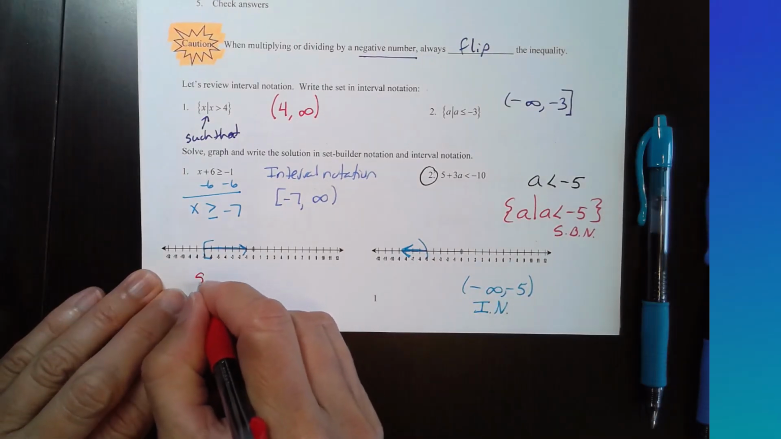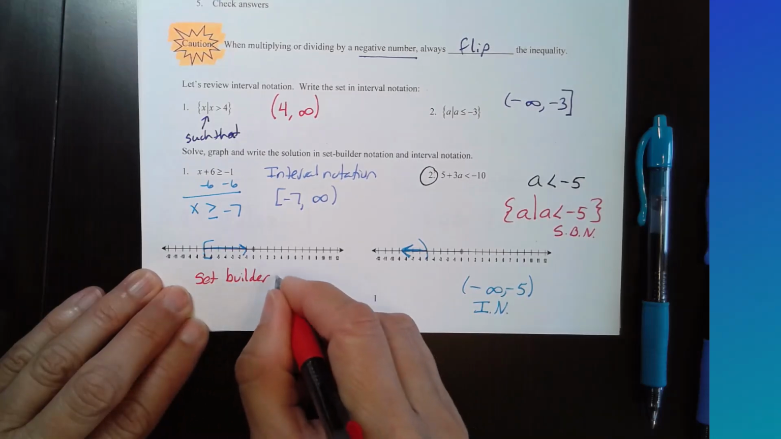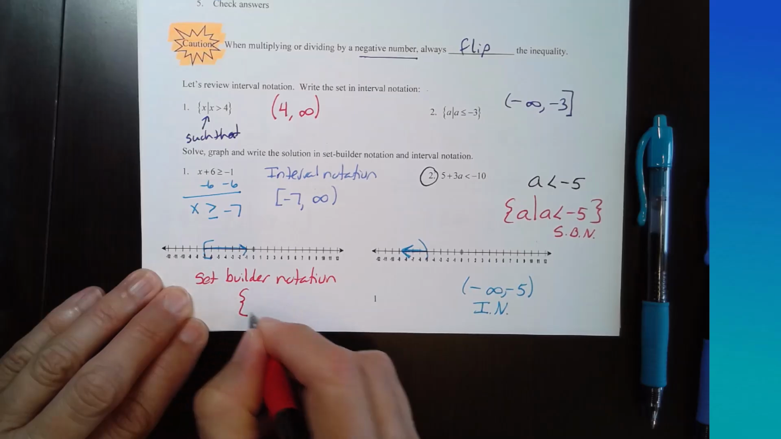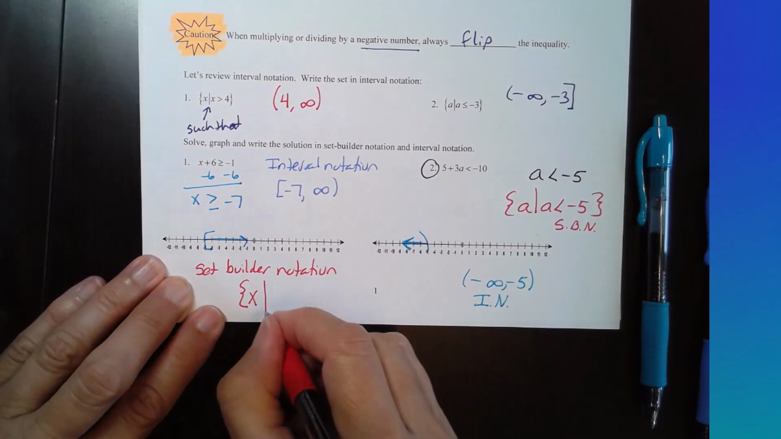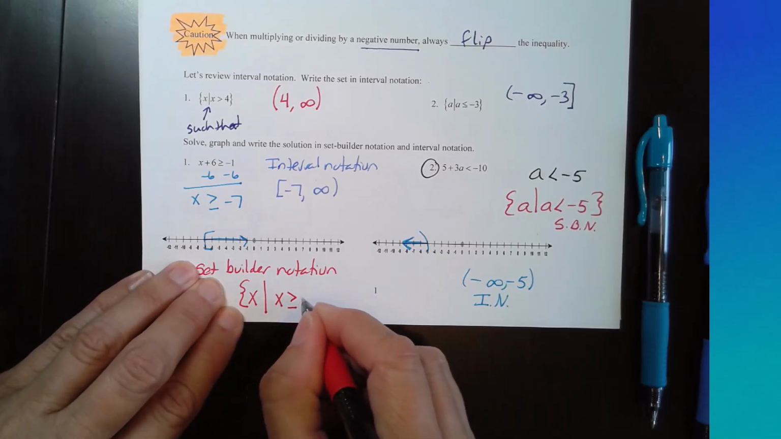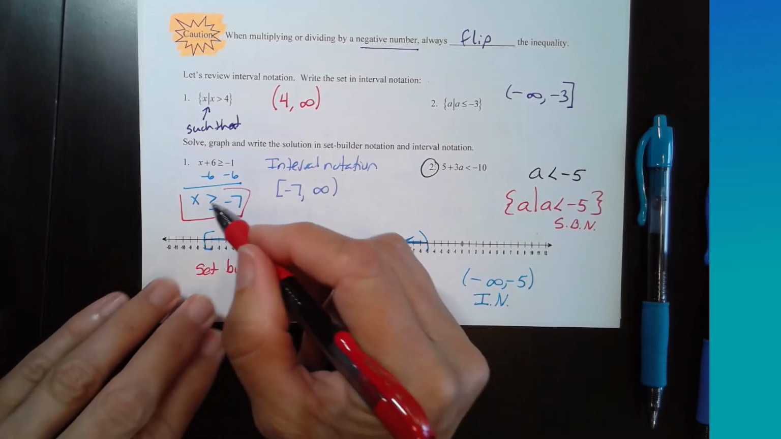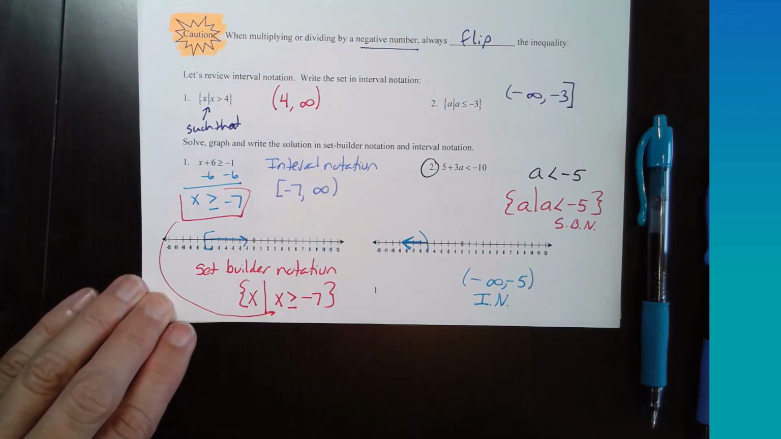For set builder notation, we start with our set marks, so the set of all x's. Draw your line down, which means such that x has to be greater than or equal to -7. So once we get to that solving part, that's what we get to put in our set builder notation.